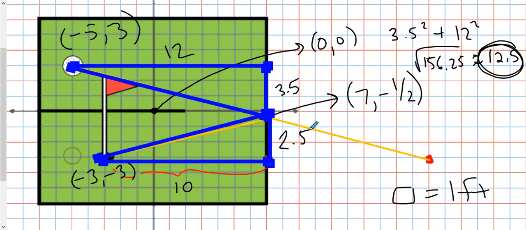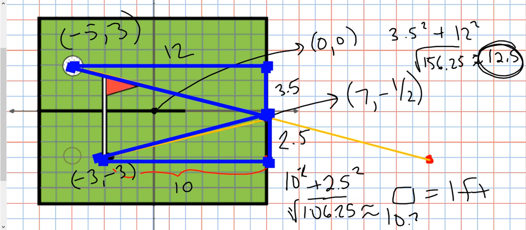I'm not worried about the negatives here because I'm really finding the positive distance. So it'd be 10 squared plus 2.5 squared. Doing the Pythagorean theorem calculation once again, which is the equivalent of the distance formula. When I do 10 squared plus 2.5 squared, I would get the square root of 106.25, and that comes out to be 10.3.